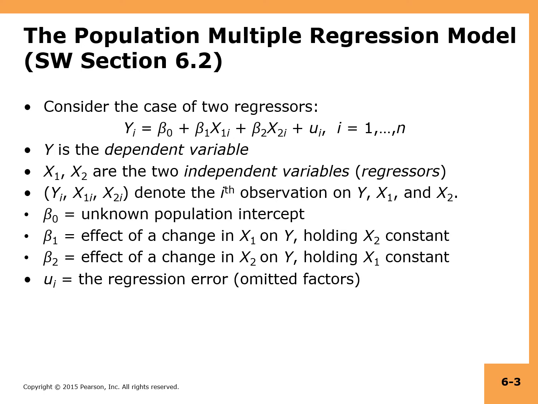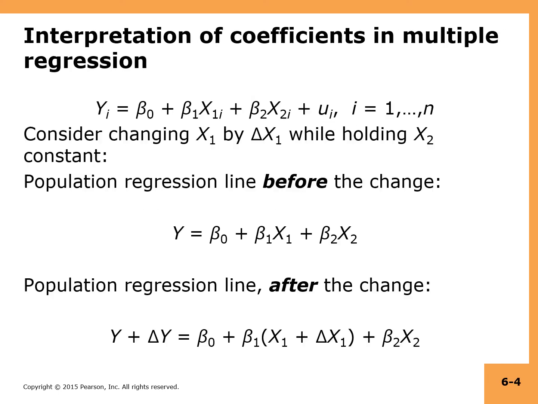Similar to the simple linear regression case, we don't know the population regression model, so we need to use OLS to estimate these parameters that we don't know, such as beta 0, beta 1, and beta 2. Here's a mathematical way of interpreting each coefficient in the multiple regression model.